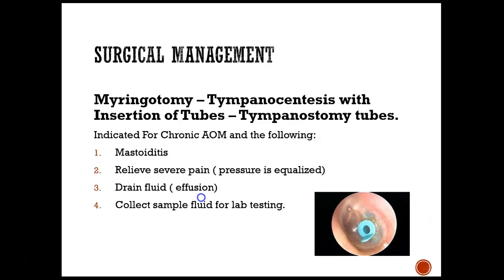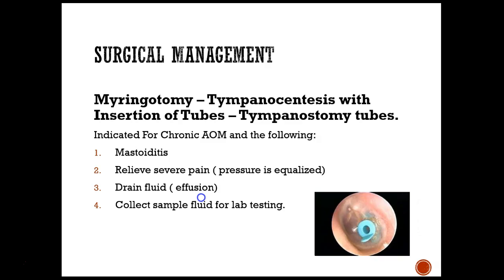If they get very severe, then we may have to manage with surgery. We do this with a myringotomy, which is basically just the insertion of ear tubes. And this is indicated for chronic acute otitis media and some of the following things: mastoiditis, to relieve severe pain, to drain fluid, which is what we saw in the video. And sometimes they'll do this to collect a sample of fluid for lab testing.